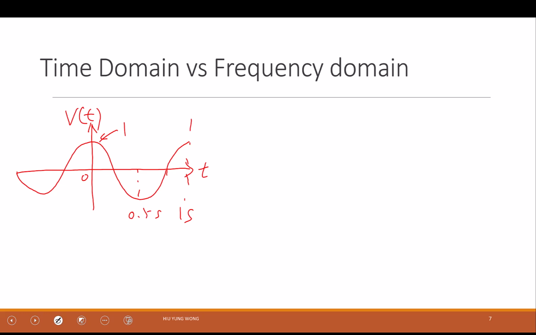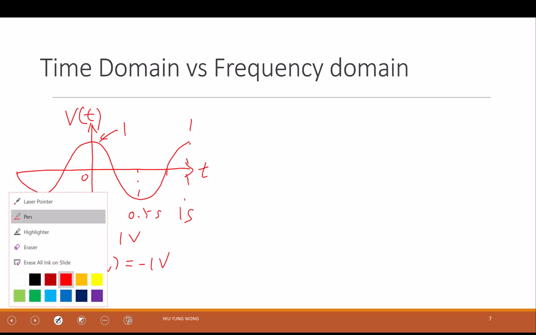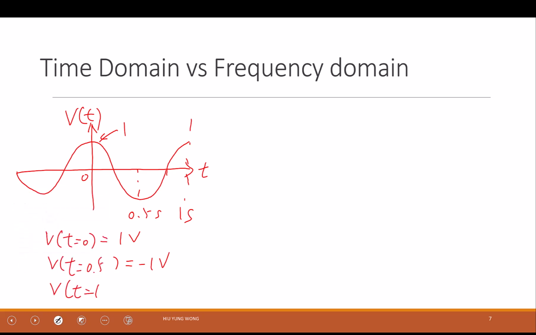So we will say, okay, what is V at t equal to 0? It is equal to 1 volt, right? V at t equal to 0.5 seconds equals negative 1 volt, right? And then V at 1 second, sorry, I have many typos here, equals 1 volt again, right? That's the period.